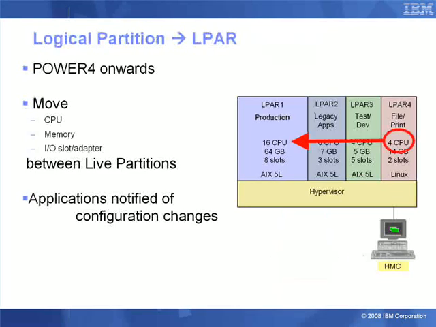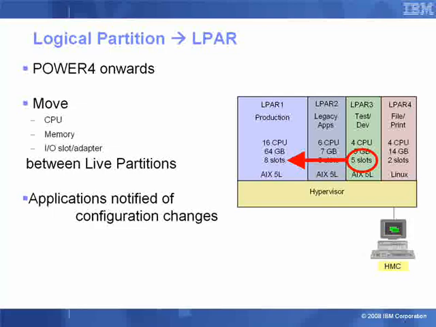For example here, perhaps our production machine is going through a large peak in workload, and so we could move 2 of the CPUs from logical partition 4 to it, maybe a couple of gigabytes of memory from logical partition 2, and we could move a couple of Ethernet adapters from logical partition 3. Bring those online into logical partition 1, let it work through this particular peak, and then we can move them back. Now in 2005, the POWER5 processor arrived with some exciting new technology.